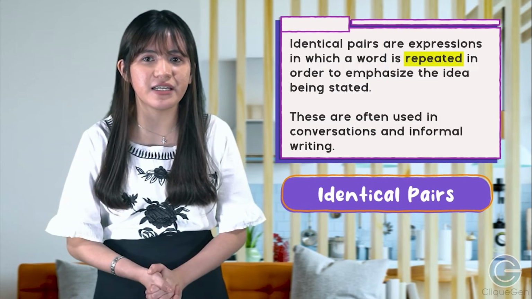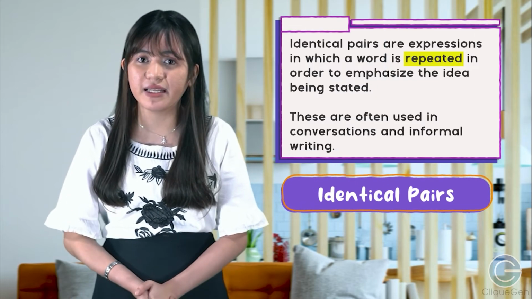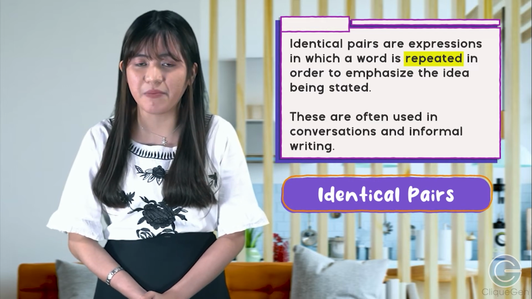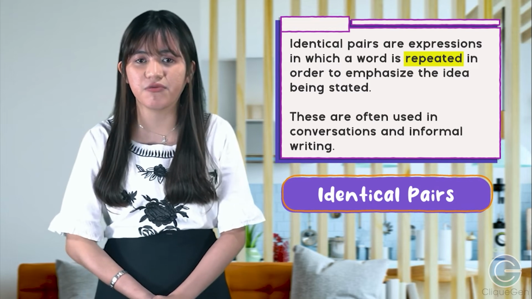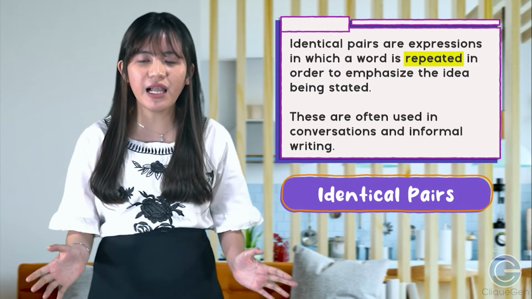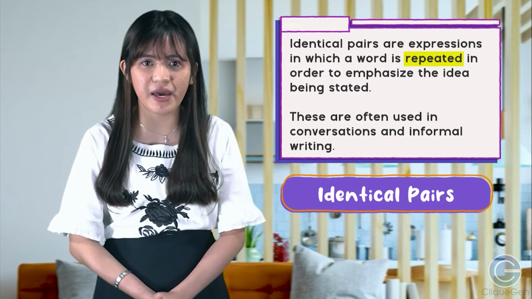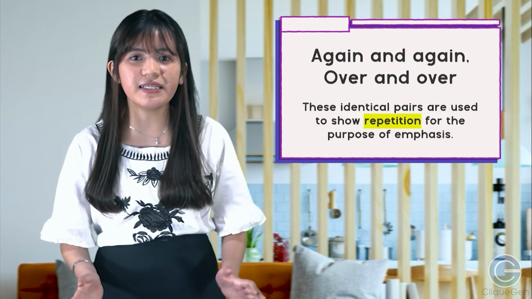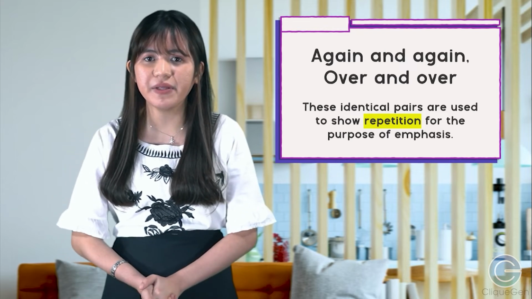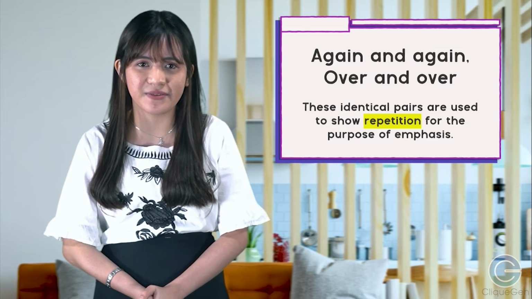Aside from transition words and adverbs, we can also use identical pairs to emphasize our points or ideas. Identical pairs are expressions in which a word is repeated in order to emphasize the idea being stated. These are often used in conversations and informal writing. The following are some examples of identical pairs. Again and again, and over and over. These identical pairs are used to show repetition for the purpose of emphasis.